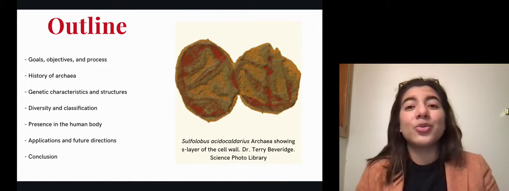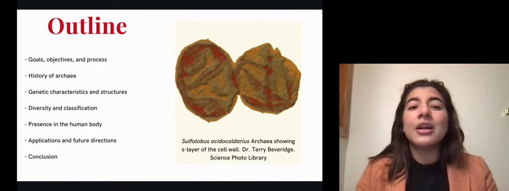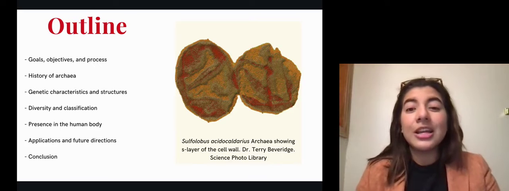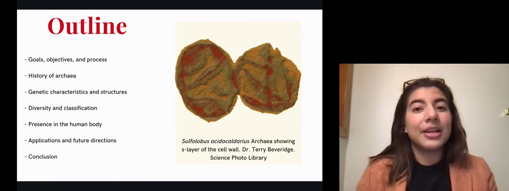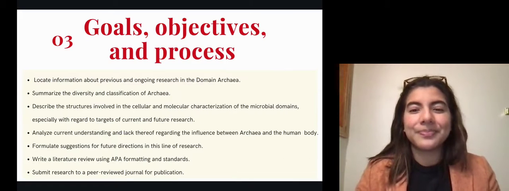The outline for this presentation will cover the following topics. We will first start with the goals, objective, and process of the project. Then we will cover the history of Archaea, the genetic characterization and structures, diversity and classification, the presence in the human body, applications and future directions, and then summarize in a conclusion.